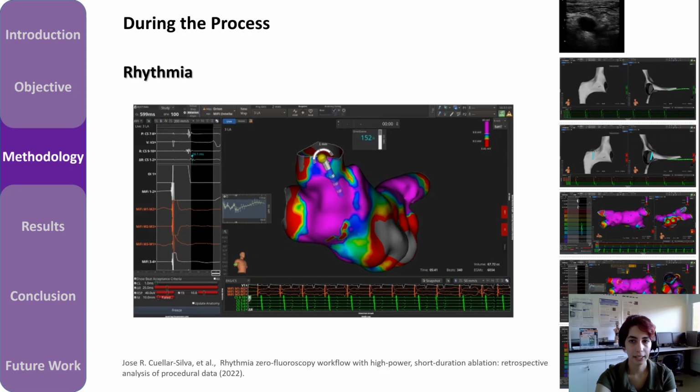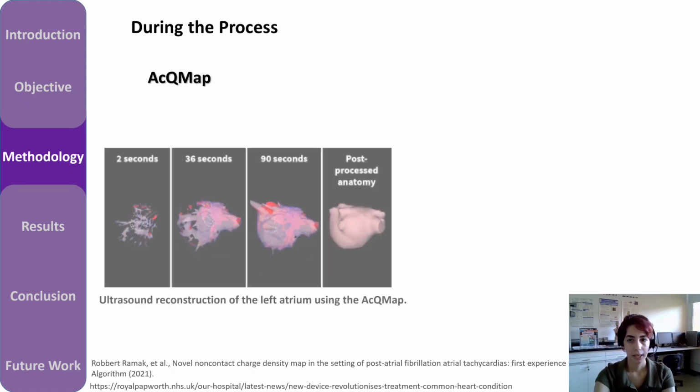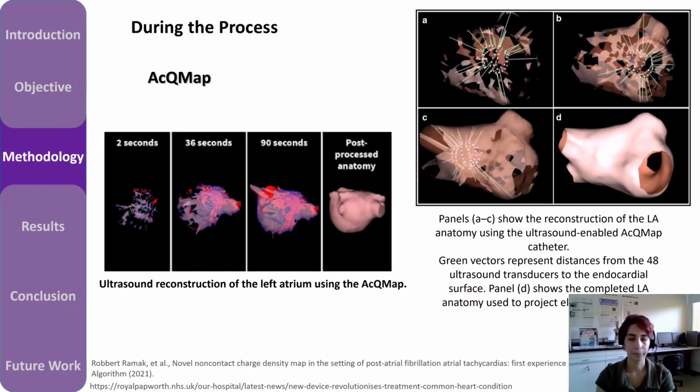And here it's the general window from the system, so we are able to look at the signals, look at the map, different types of mapping to be able to analyze the data. And here I'm showing you from ACQ map. So if you look in this figure from panels A to C, it shows the reconstruction of the left atrium anatomy using the ultrasound catheter, as I explained to you before.